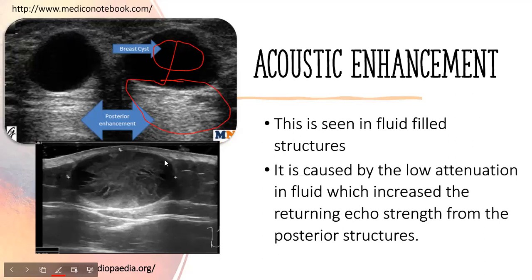Then we look at the image at the bottom, where we've got a more complex appearing structure, which may be confused in some cases for a solid lesion. But if we have a look below, we can see the posterior acoustic enhancement, which gives us an indication that this structure is cystic.